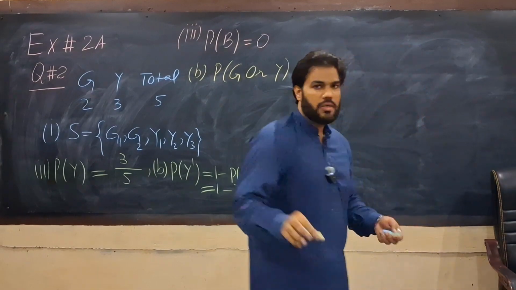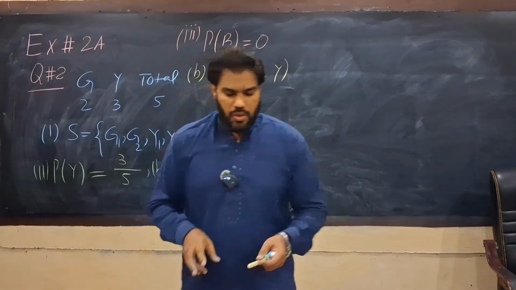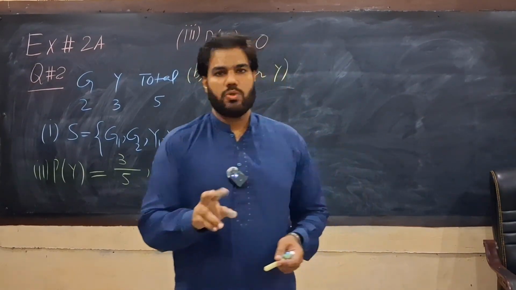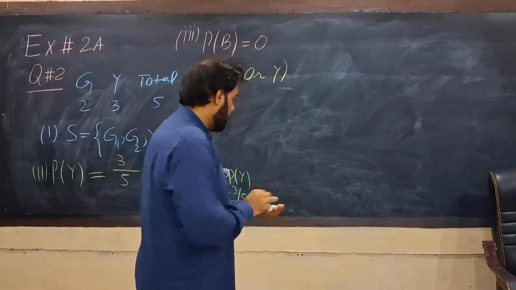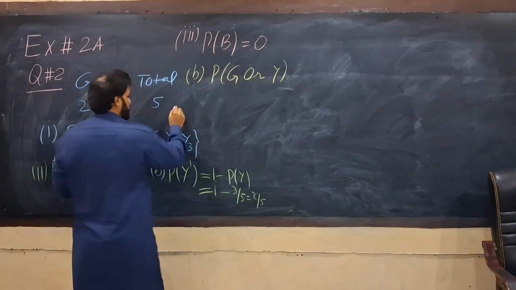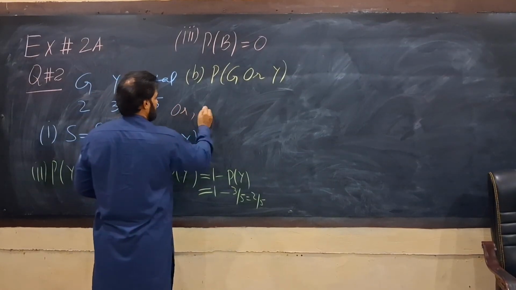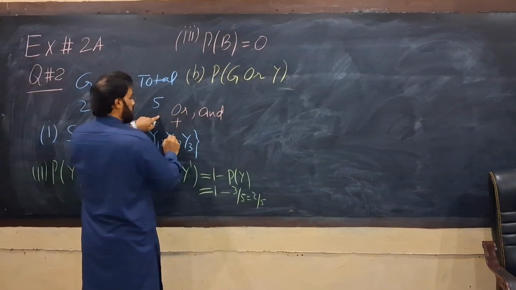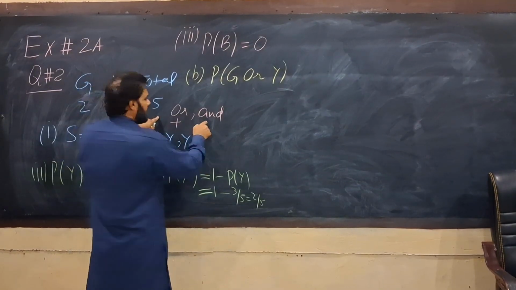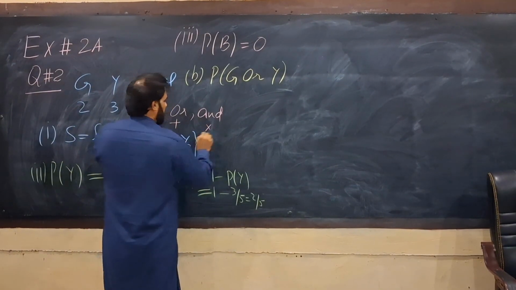Throughout the chapter, you will find there are 2 types of probability: probability of A or B. You will often find 2 words, "or" and "and". In case of "or", you will always add the probabilities of both events, and in case of "and", you will multiply.